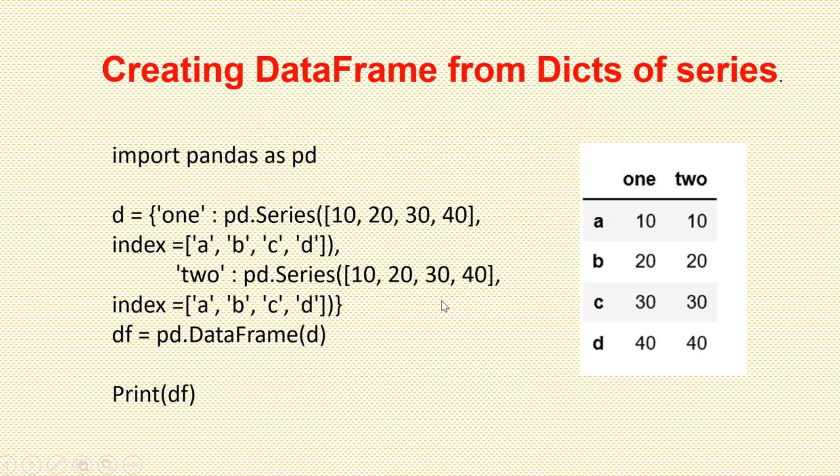Now creating a DataFrame from a dictionary of Series. Let's see how we can do it. d is equal to, in curly braces, because we have to show a dictionary, 'one': pd.Series([10, 20, 30, 40]), index is equal to a, b, c, d. Then 'two': pd.Series([10, 20, 30, 40]), and index is equal to a, b, c, d. Then df is equal to pd.DataFrame(d). d is here. So we are getting it printed. Print df. So this is the output, students.